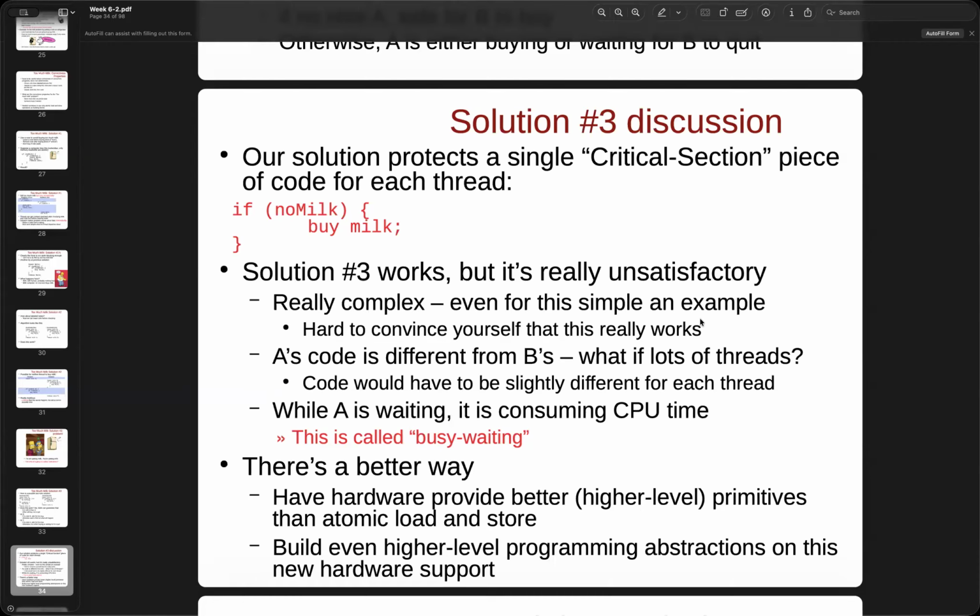While A is waiting, it is also consuming CPU time. So it's busy waiting. You keep checking, but you wait. So do we have any better way? To do that, maybe the hardware can provide a higher level primitive, like atomic load and store, or we build an even higher level programming abstraction on top of this new hardware support. So maybe it will be better.